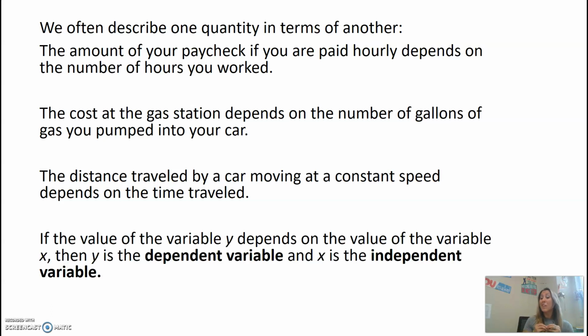So here's what I would like you to write down. If the value of the variable y depends on the value of the variable x, then y is the dependent variable and x is the independent variable. So that last sentence, this one right here, this is what I would like you to write down. You may want to choose one of these examples to put on that. So go ahead and hit pause and do that.